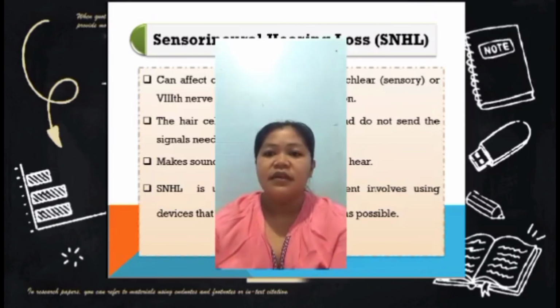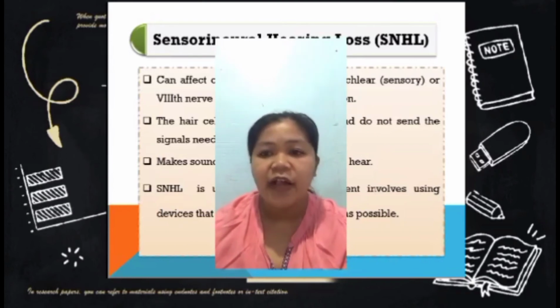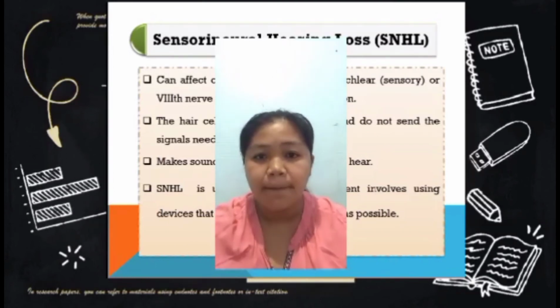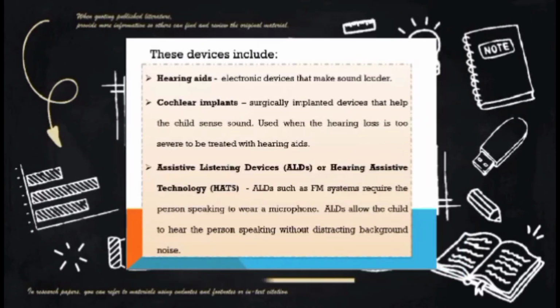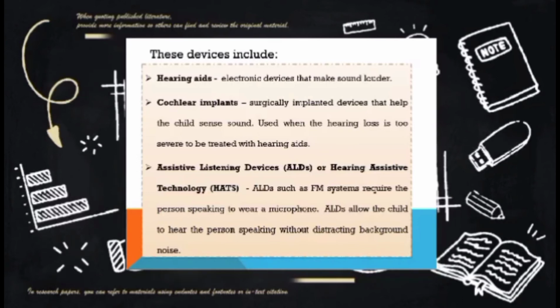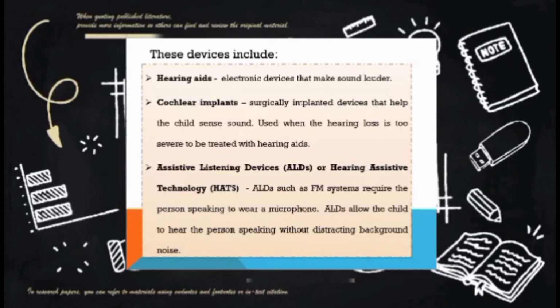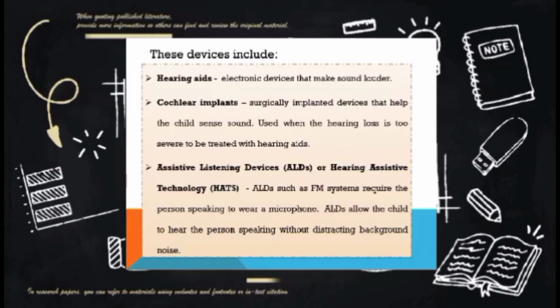Sensorineural hearing loss is usually permanent. Treatment involves using devices that help the child hear as well as possible. These devices include hearing aids, cochlear implants, ALDs or assistive listening devices, or hearing assistive technology. Hearing aids are electronic devices that make sound better. Cochlear implants are surgically implanted devices that help the child sense sound. They are used when the hearing loss is too severe to be treated with hearing aids.